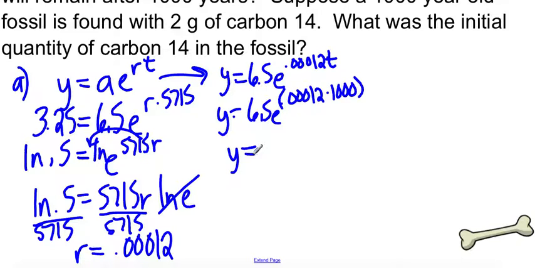wait, r was supposed to be negative. Did I not push the buttons in my calculator right? Hang on, 0.5 divided by 5715. Yeah, I apologize. R was supposed to be negative. We need that. This is decay. Negative, negative. There we go. You're not going to get the right answer in your calculator if that's not negative. Okay, plug that into your calculator, and we end up with 5.76 grams.